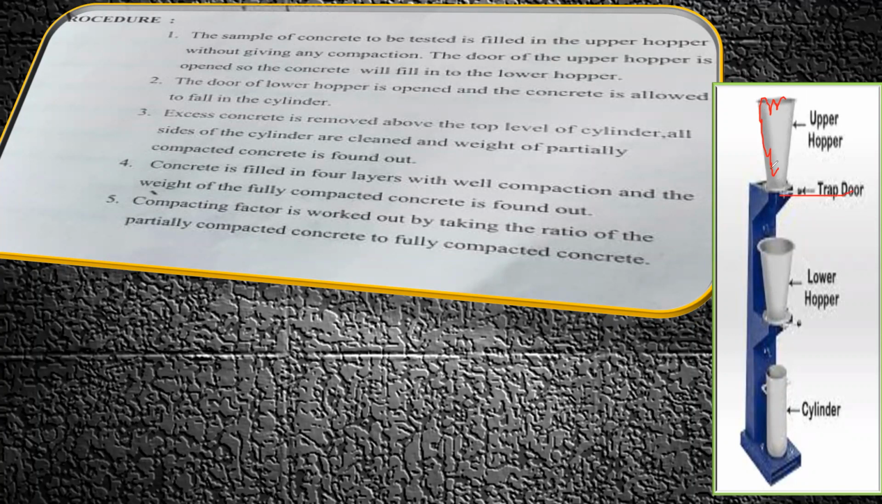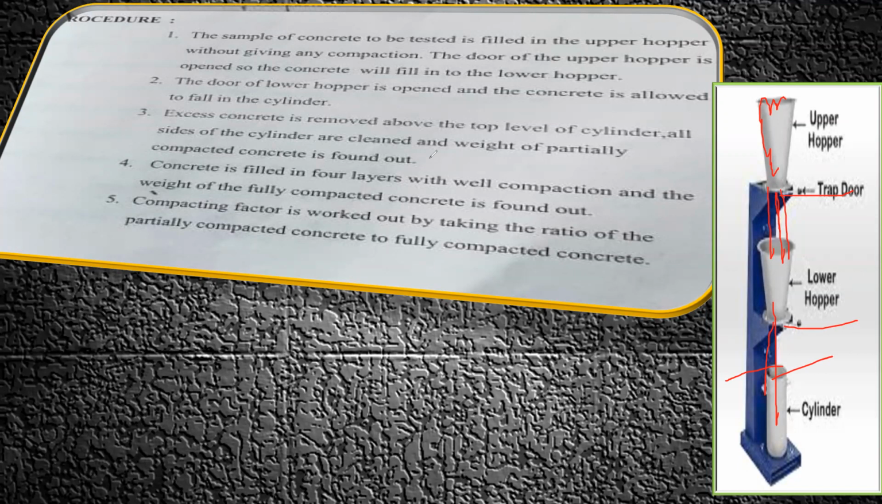As a result of that, all your concrete will try to fall from here and it will be collected in the lower hopper. The door of the lower hopper is open and the concrete is allowed to fall in the cylinder. After that, again you're going to remove this door. Whatever concrete we have in the lower hopper will be falling into the cylinder, and the excess amount you have to strike out. Excess concrete is removed from above the top level of the cylinder.